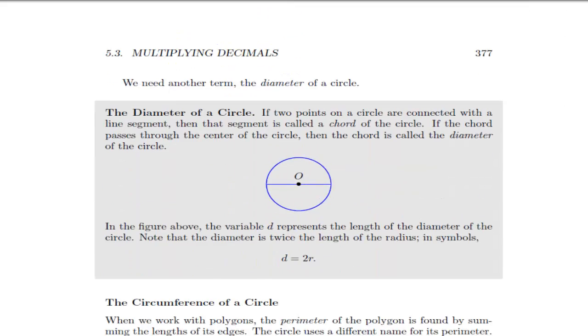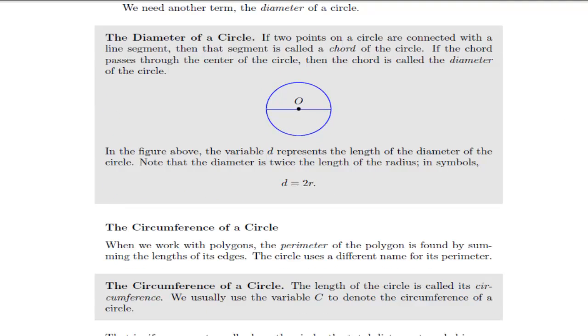We need another term, the diameter of a circle. If 2 points on a circle are connected with a line segment, then that segment is called the chord of the circle. If the chord passes through the center of the circle, then the chord is called the diameter of the circle. In the figure above, the variable d represents the length of the diameter of the circle. Note that the diameter is twice the length of the radius. In symbols, the diameter equals 2r.